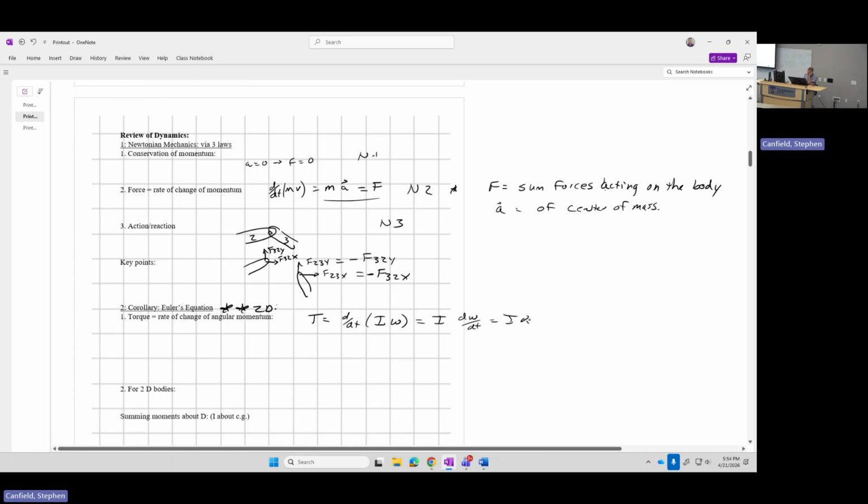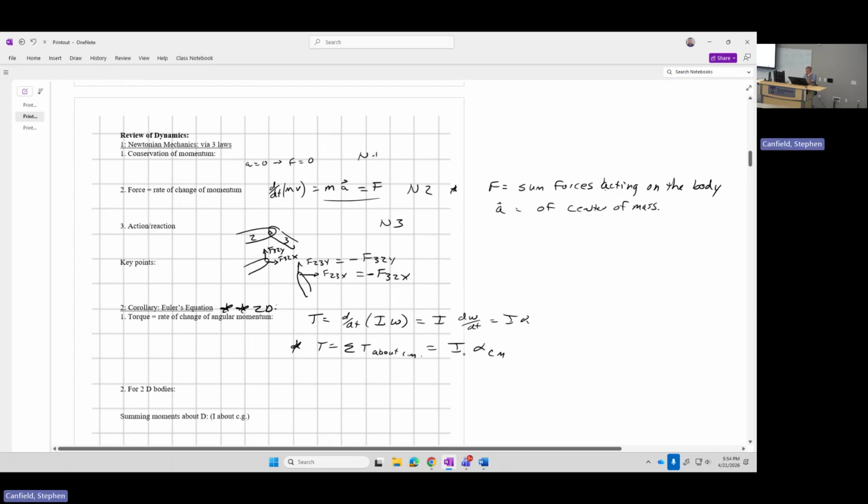And there's a couple really key points about this. We want to write this guy. So the torque, which I'm going to say is the sum of moments or the sum of torques about the center of mass, is equal to I alpha about the center of mass. I'm just going to write CM.